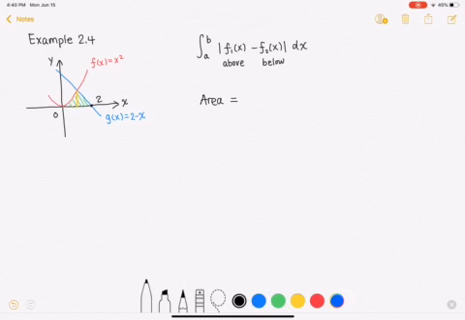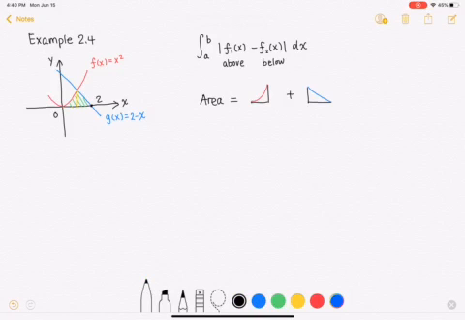So in this case, we really just need to find the area of this shape, and then we need to add the area of this shape. So that will give you an understanding of what we are doing. So in order to find that, we need to find when these two functions intersect.